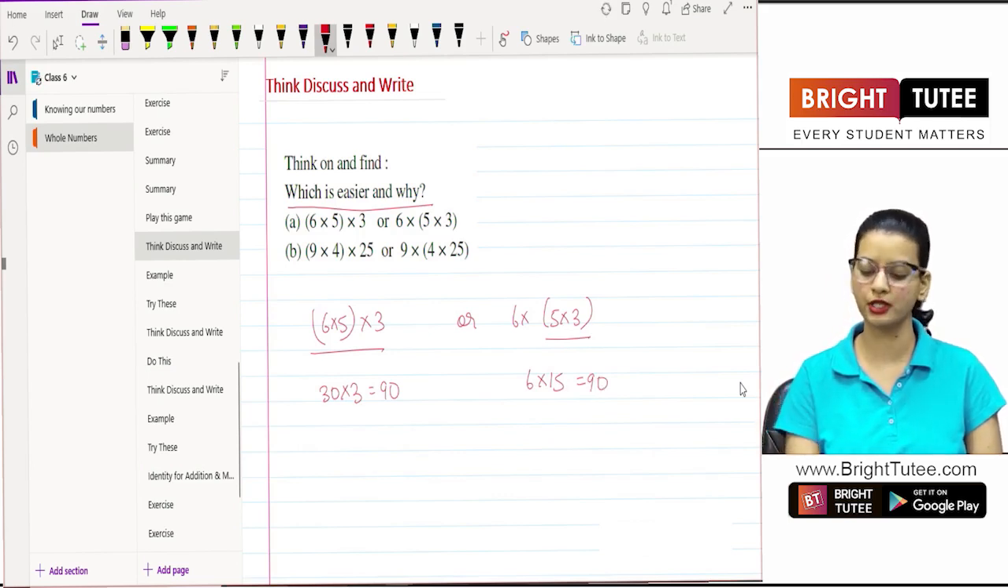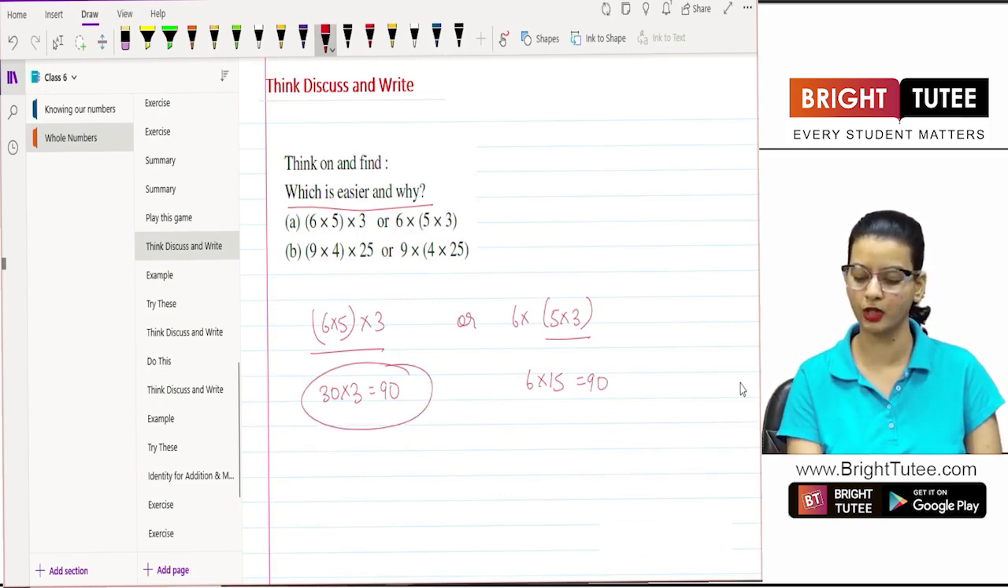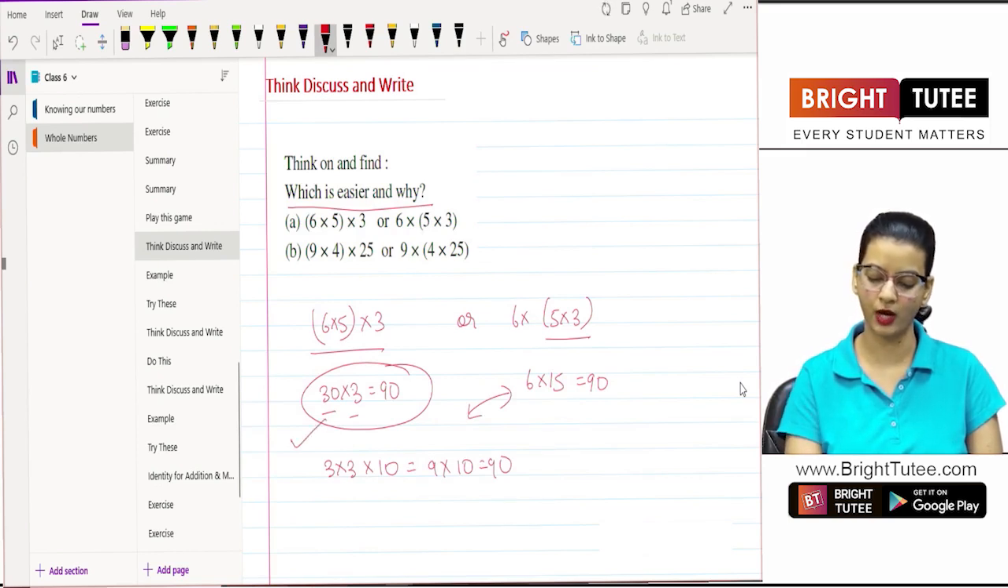So which one is easier? I feel this one is easier, because here we have 30 into 3, and we can directly multiply this as 3 into 3 into 10, that is 9 into 10, that is 90. So comparatively, this one is easier.